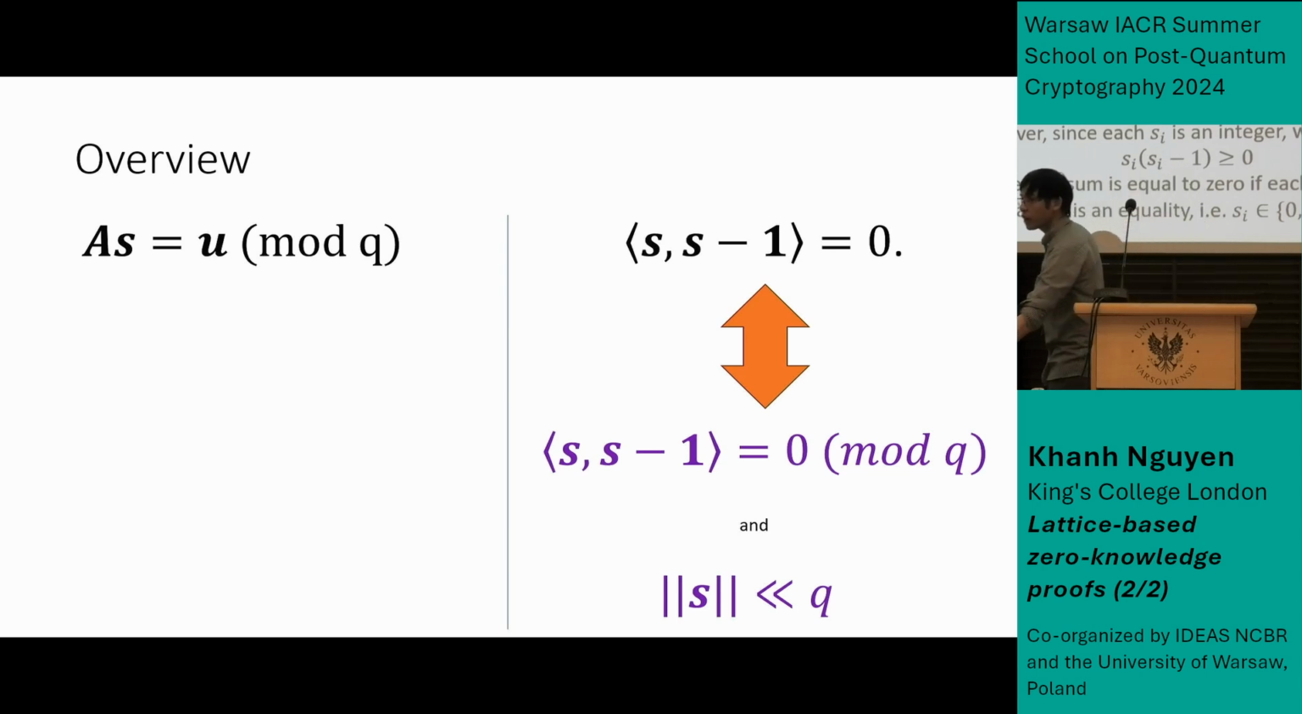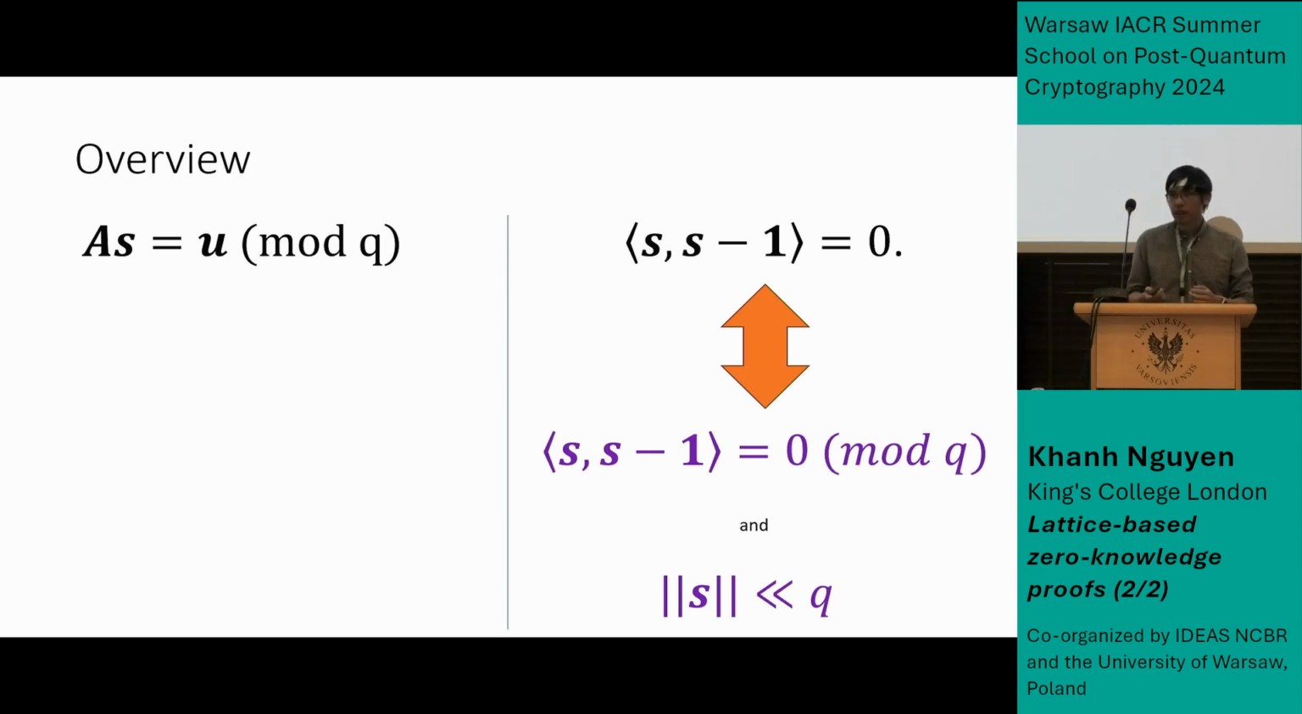Okay, so that's the first step. So now I want to prove that AS is equal to U mod Q. And now the next observation is the fact that the inner product is equal to 0 over integers if it holds mod Q. So the inner product of S and S minus 1 is 0 mod Q, and the norm of S is much smaller than Q. Why is it the case? So this is true because, yeah, obviously from the top to bottom it's clear, right?